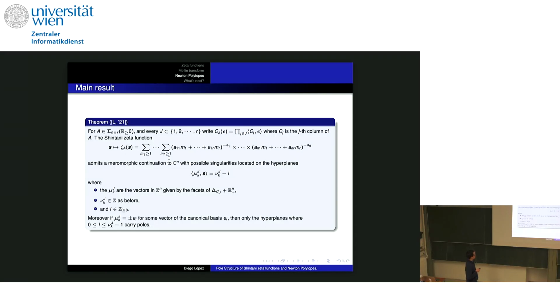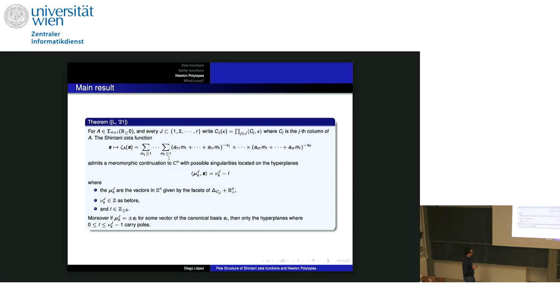And consider J any subset of 1 to R, where R is the number of columns of our matrix A. And consider this expression, say c_J of epsilon, which is just the product of the linear forms induced by the columns of the matrix. Then the Shintani zeta function of A admits a meromorphic continuation to C^n with possible singularities located on these hyperplanes, the hyperplanes described here.